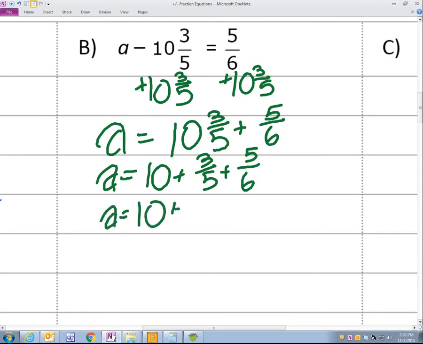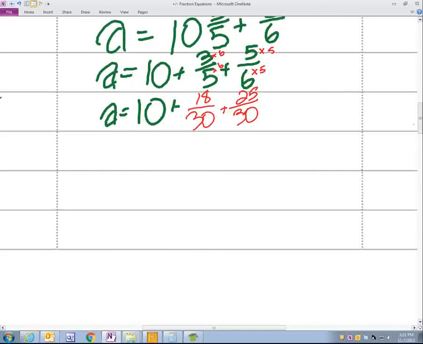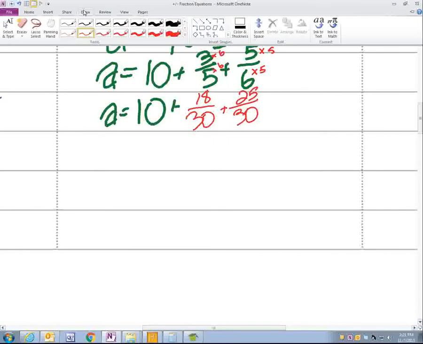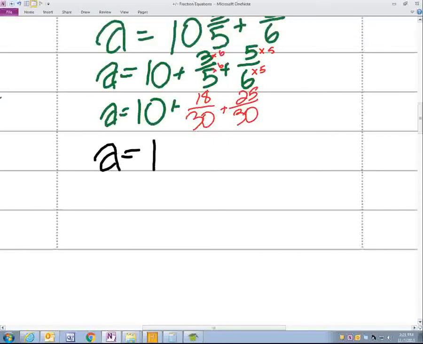10 plus. In order to get to 30, I have to multiply this by 5, multiply this by 5, multiply this by 6, multiply this by 6. So now I have 18 over 30 plus 25 over 30. Now I have common denominators so I can get started. So A equals 10 plus 18 plus 25 is 35 plus 8, which is 43 30ths.